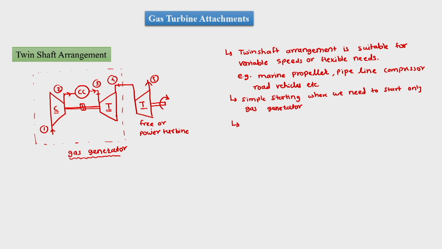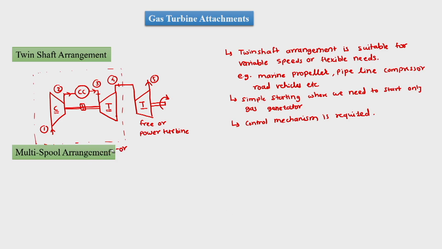The problem associated with this is control. A control mechanism is required for the twin shaft arrangement, since a decrement of load increases the speed of the turbine, and then that speed needs to be controlled. So, for that sake, this twin shaft arrangement needs a control mechanism. So, having said this, we go for the next arrangement, and that is called the multi-spool arrangement.